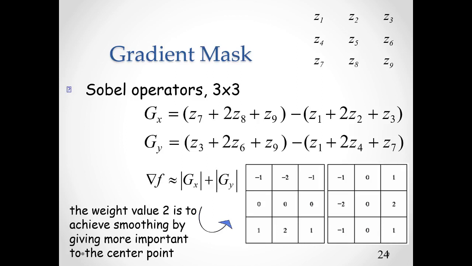The second order derivative is non-zero at onset and at the end of the ramp. So this is the onset. Onset means the starting point of the value, and offset is the end point of the value. So the second order derivative is non-zero at the onset of the ramp and also at the end of the ramp, which satisfies the property of second order derivative. So from these two analyses, we can conclude that the first order derivative produces thick edges and the second order derivative produces much finer edges.